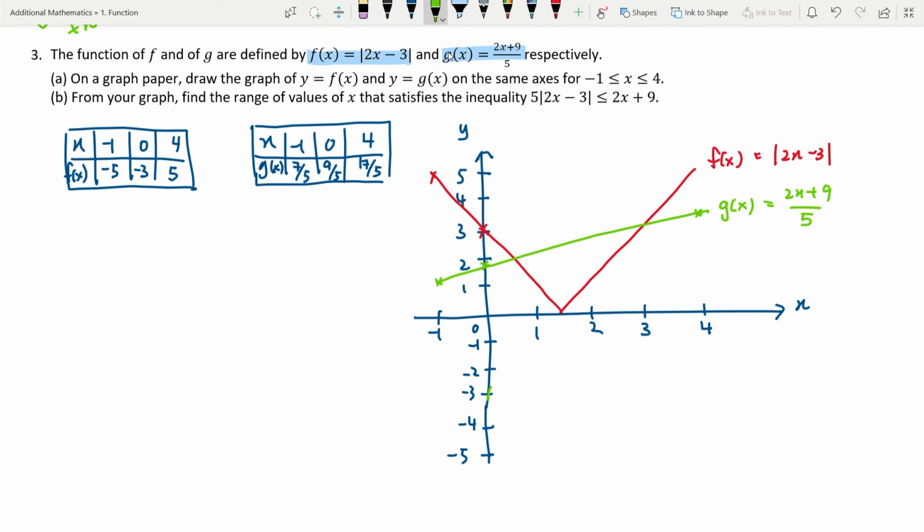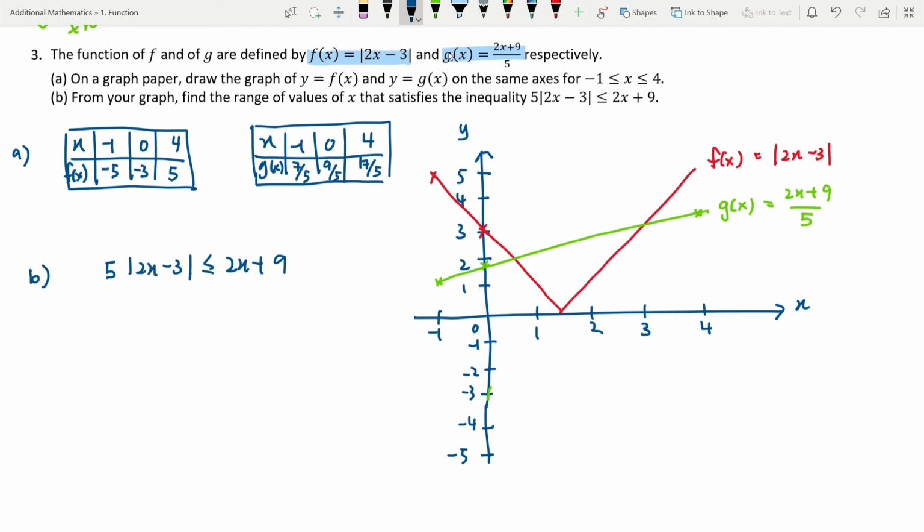Part B. From your graph, find the range of values of x that satisfy the inequality 5 modulus 2x minus 3 is lesser or equal to 2x plus 9. Part B, we need to find this. If you compare this inequality with the given information, you realize that it actually looks the same like our f(x) and g(x).